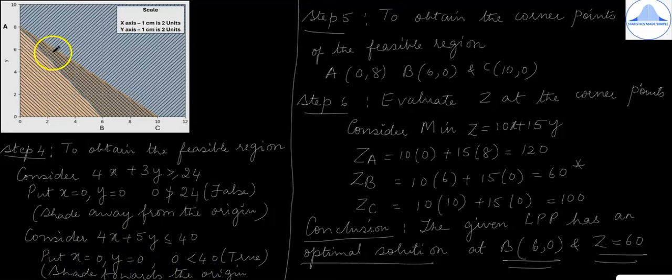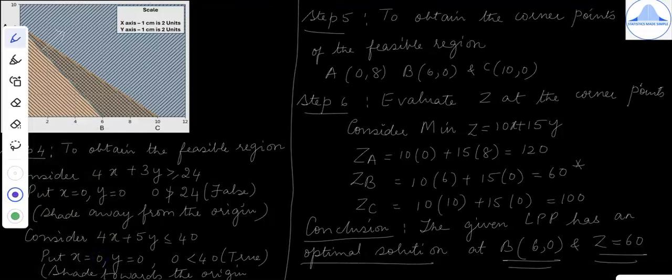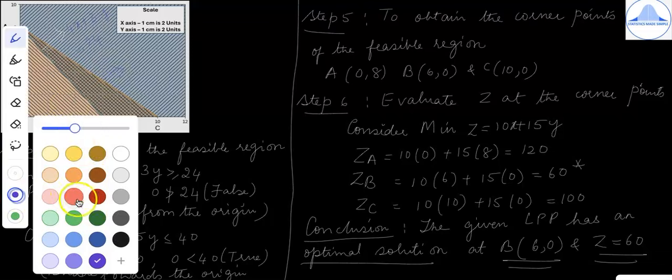So observe carefully now. So this is the equation. Let me just change the color. So this is the equation, that is 4x plus 3y equal to 24, and this is the other equation.